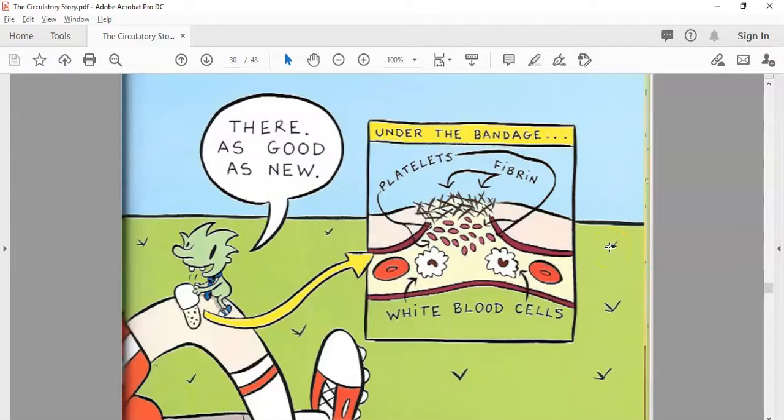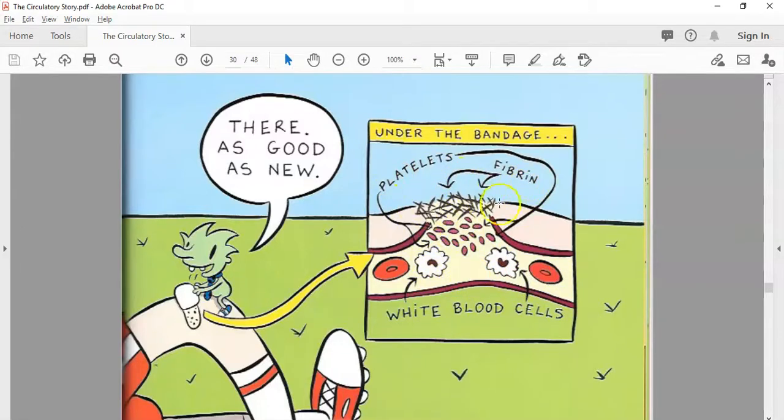So yes, this is a diagram. In this diagram, the author is showing me what's happening under the bandage. So we can see that there's a cut. There's the white blood cells trying to prevent any bad bacteria from coming in. These are the red blood cells minding their own business. The platelets are trying to cover it up.